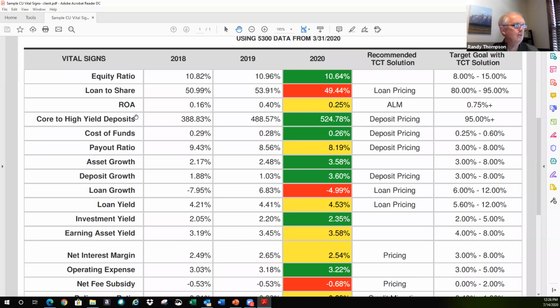The fourth of the primary indicators is the core to high yield deposit indicator. This is unique to us in our calculation. And let me just talk about it just a minute.